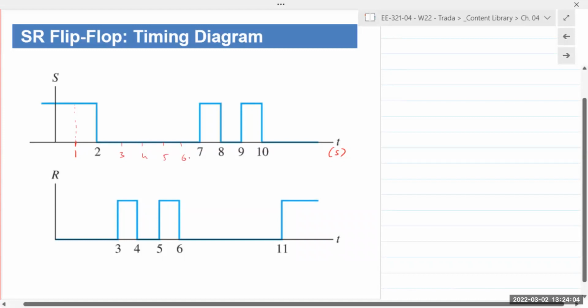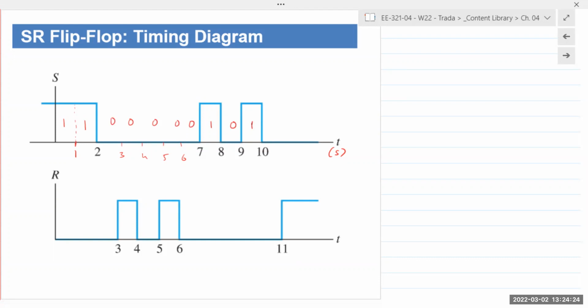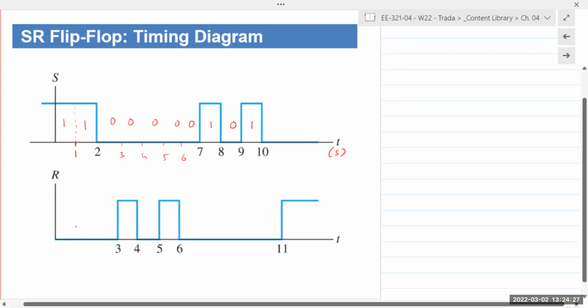5 and 6. And here we can see for time periods 1 and 2, the set signal or S input is high. It is low for all the others, high again, and then low and high again. And the R input, we break it down: 0, 0, 0, 1, 0, 1, and then you have 0 all the way through, and then beyond 11, it's 1. Here beyond 10, it's 1.